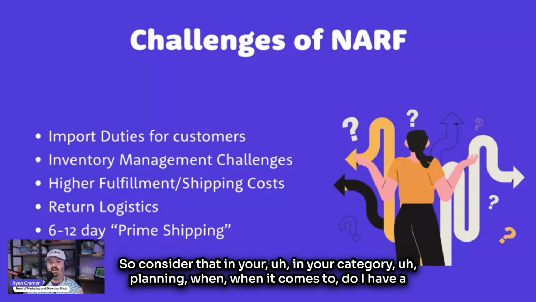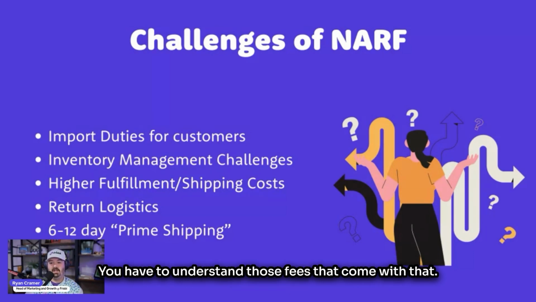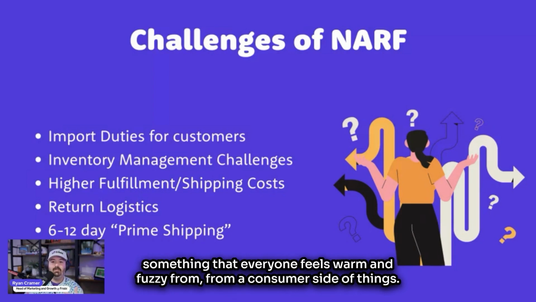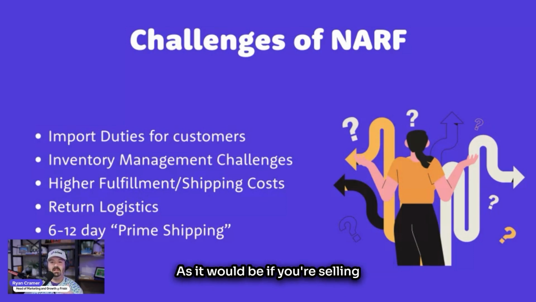So consider that in your category planning when it comes to, do I have a lot of returns for my product? Hopefully not, but there is a percentage that will happen. You have to understand those fees that come with that. And then again, to reiterate even more, the 6 to 12 day Prime shipping, it's not something that everyone feels warm and fuzzy about from a consumer side of things. So the customer experience is not as fantastic in the Prime ecosystem as it would be if you're selling FBA.